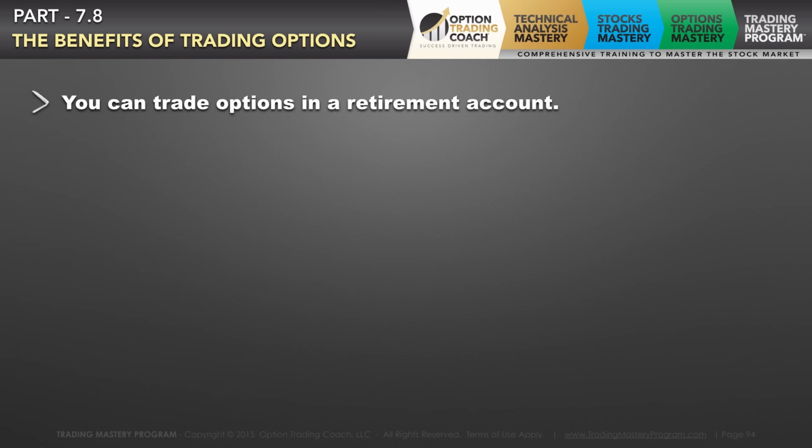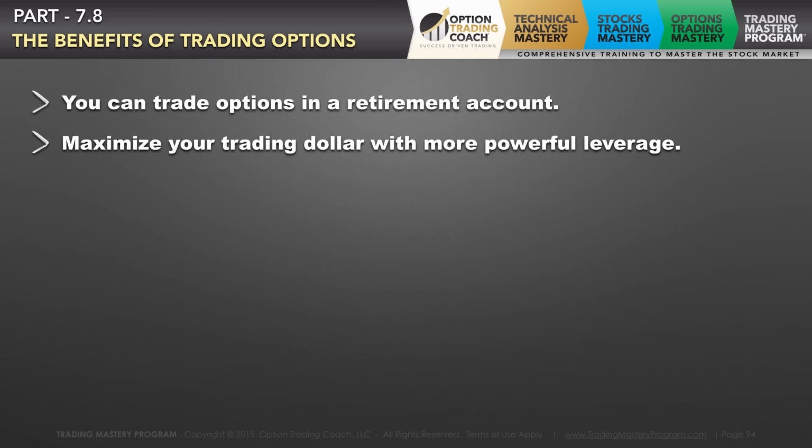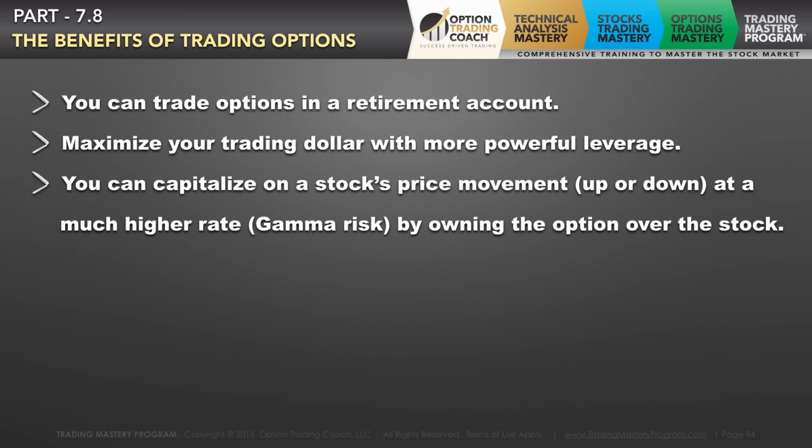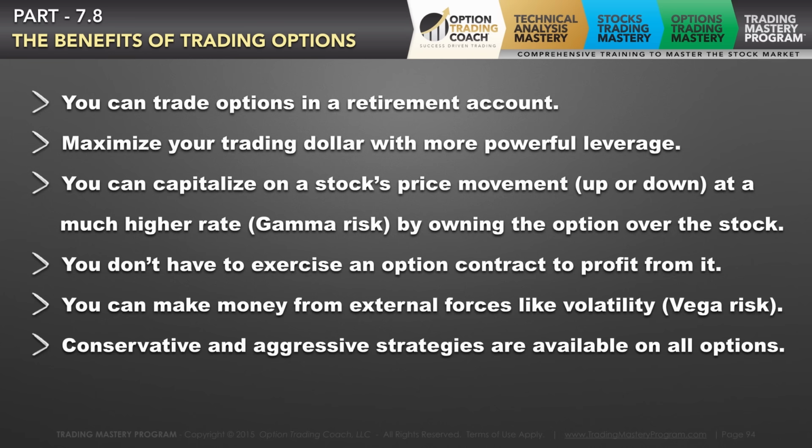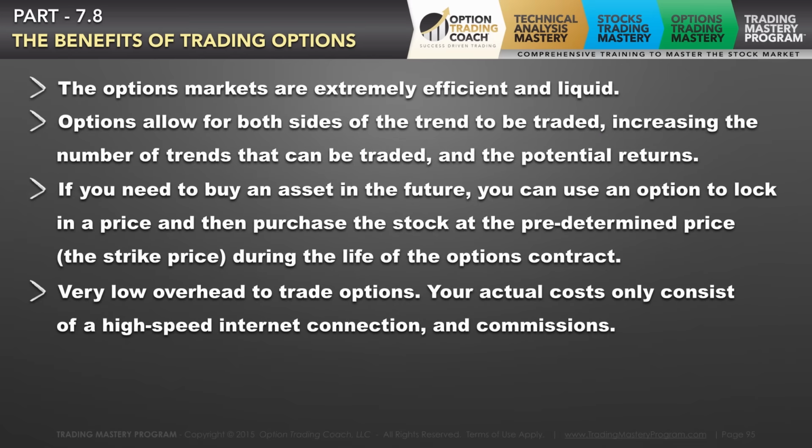You can trade options in a retirement account. You can maximize your trading dollar with more powerful leverage. You can capitalize on the stock's price movement up or down at a much higher rate with that gamma by owning the option over the stock. You don't have to exercise an option contract to profit from it. Conservative and aggressive strategies are available on all options. Also, there's a very low overhead to trade options. Your actual cost only consists of high-speed internet connection and your commissions.